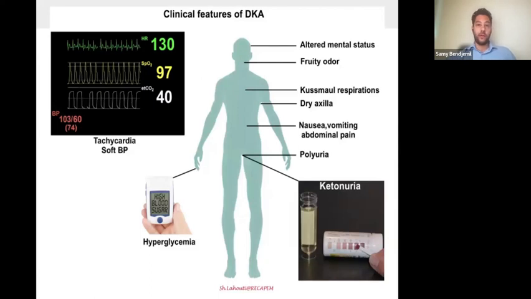Critical features of DKA are all sequelae of the acidosis, the hyperglycemia, and the resulting dehydration. So you'll have tachycardia and eventually potentially low blood pressure. The acidosis and dehydration can then cause altered mental status. Something you all may have heard of is the fruity odor on the breath from the ketosis. That is also a pathognomonic sign of ketosis. Then there are the Kussmaul respirations from the acidosis, and nausea, vomiting, and abdominal pain, as well as polyuria.